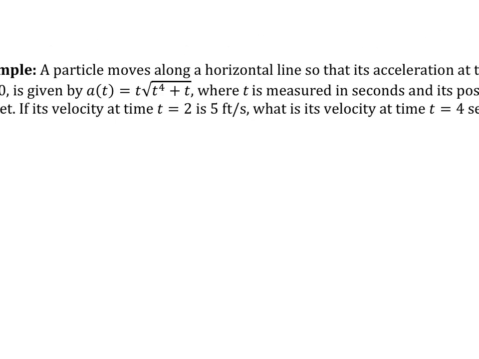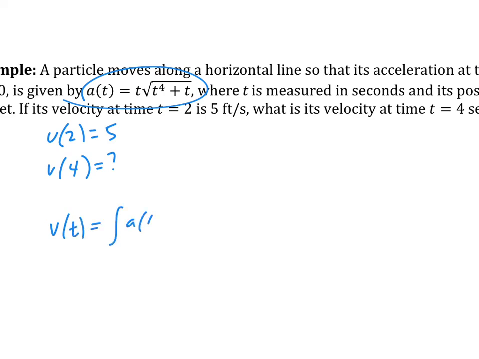Okay, this one's a little different. A particle moves along a horizontal line so that its acceleration is this. If the velocity at 2 is 5, v of 2 is 5, what is the velocity at 4? You can solve it your old way, but I'm going to show you how to do it really fast with FTC part 1. So we want to find v of 4. We are given a, so we know that velocity is the integral of a.